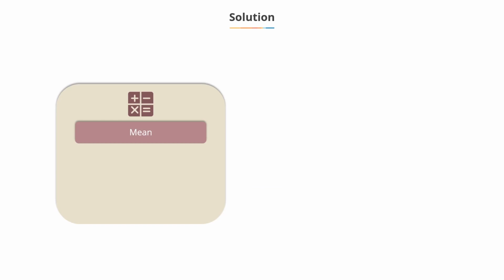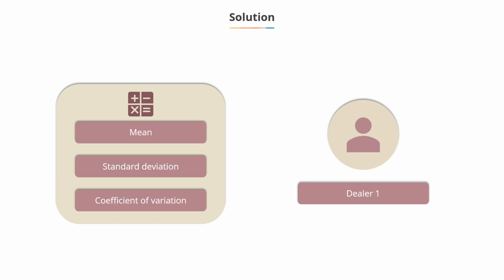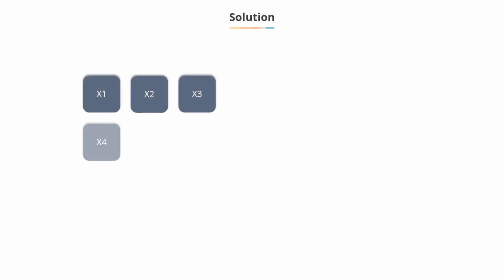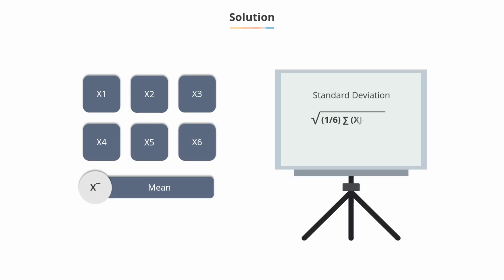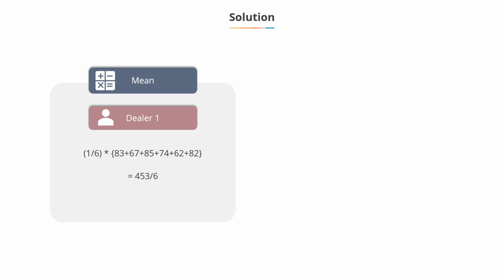Let's calculate the mean, standard deviation, and coefficient of variation for dealer 1. For values x1, x2, x3, x4, x5, and x6 with mean x bar, the standard deviation is the square root of 1 by 6, summation of xj minus x bar whole square, where the summation ranges from j equals 1 to j equals 6. Hence, the mean for dealer 1 equals 1 by 6, multiplied by 83 plus 67 plus 85 plus 74 plus 62 plus 82, which is 453 by 6, which is 75.5.